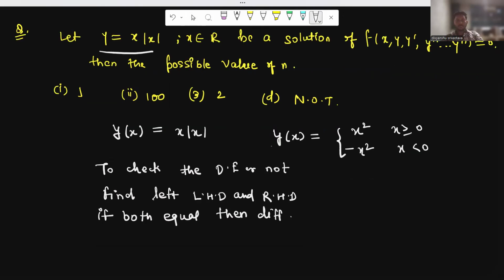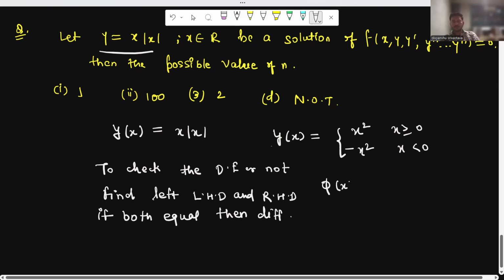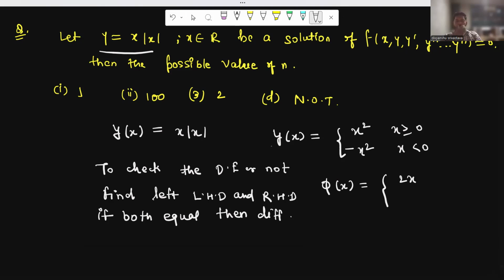Okay. So first thing is that you have the function already given. Now here, we say that the left hand derivative and right hand derivative. When you go for a derivative, it is 2x. Okay. And second thing is minus 2x. So you have the function already given, so maybe write like this: 2x where x is greater than equal to 0. And second thing is minus 2x where x is less than 0. Okay.